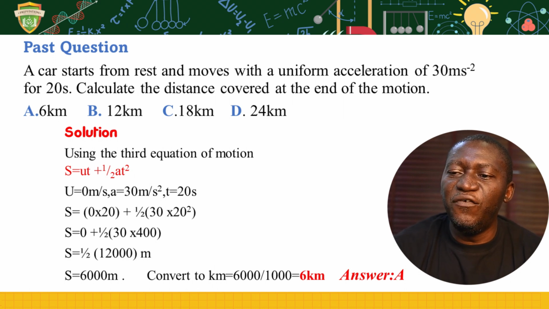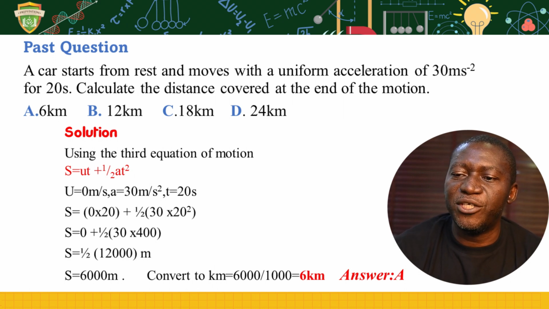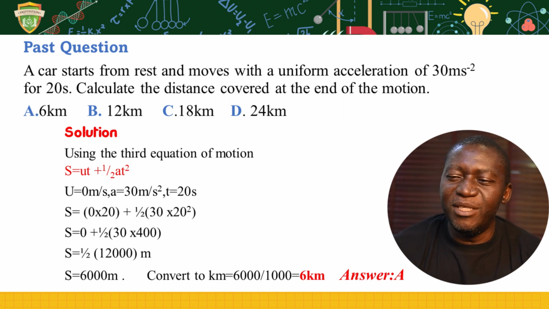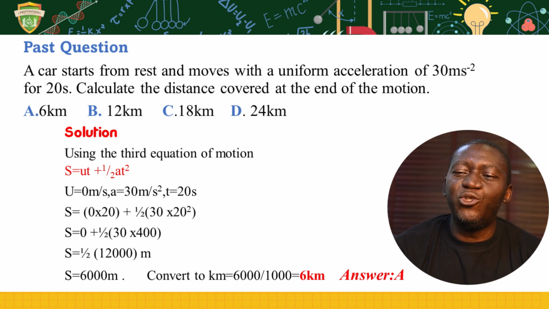6,000 meters. If you go back to your options in the question, you notice that the options were given in kilometers, but meanwhile you have solved them in meters. So what you simply do is you convert 6,000 meters to kilometers, and that is done by dividing it by 1,000. And if you divide 6,000 by 1,000, you are going to have 6 kilometers. So the correct option here is A, which is 6 kilometers.